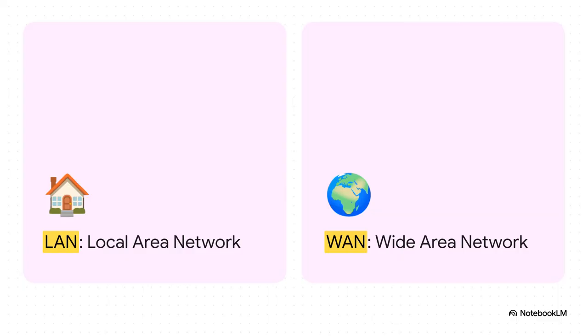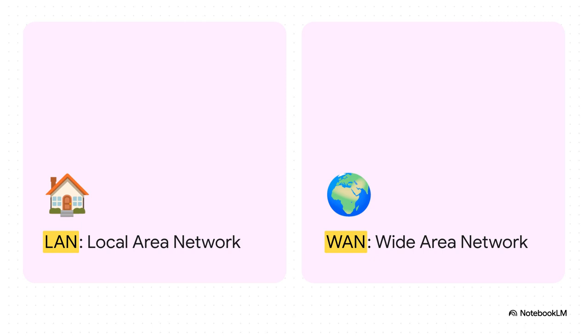And this brilliantly illustrates how we scale up from a single machine to a whole network. Let's look at LAN versus WAN. A LAN is a local area network. Think of the router in your home or your office. It connects your phone, your TV, and your laptop together in one single physical space.